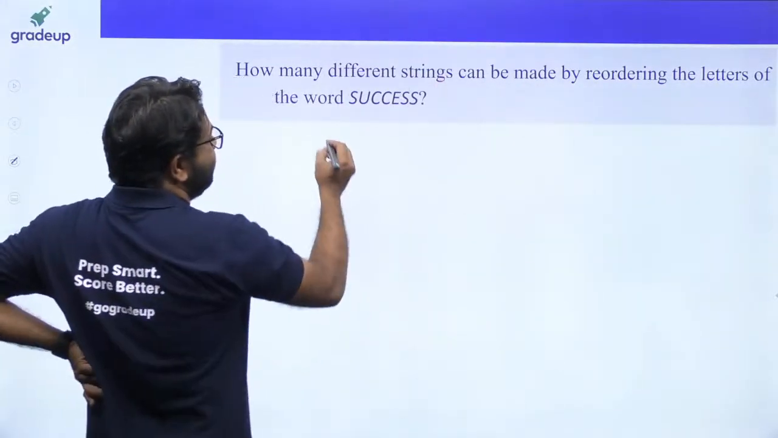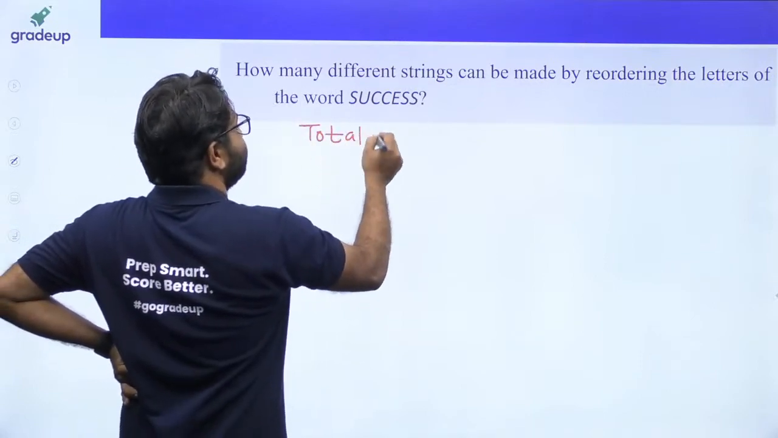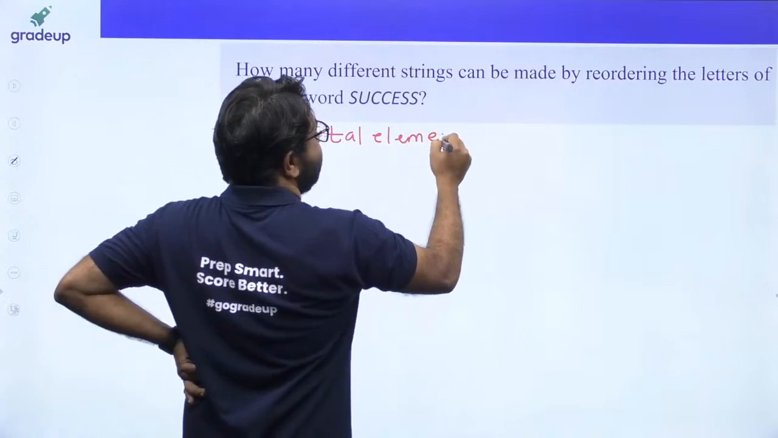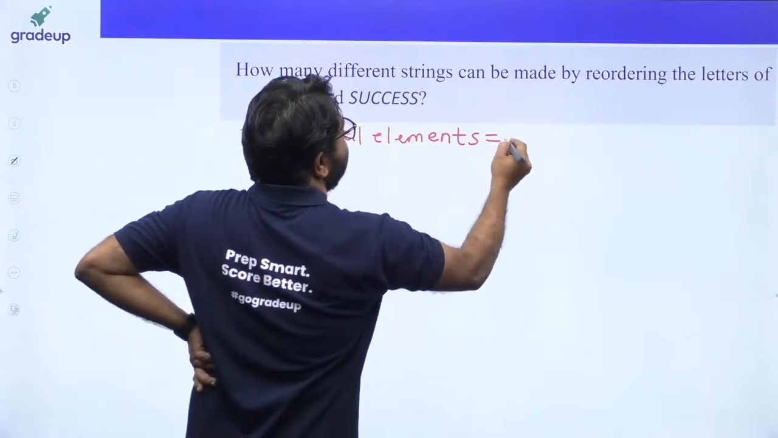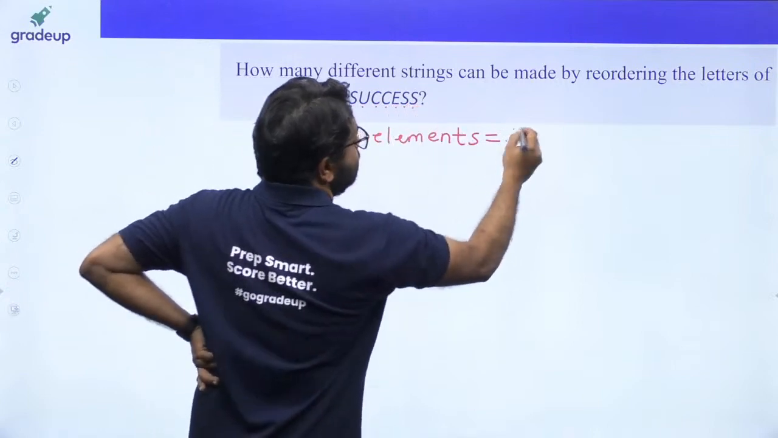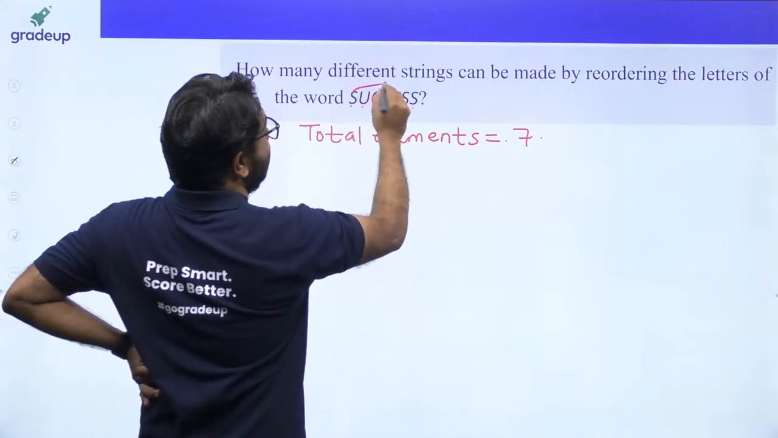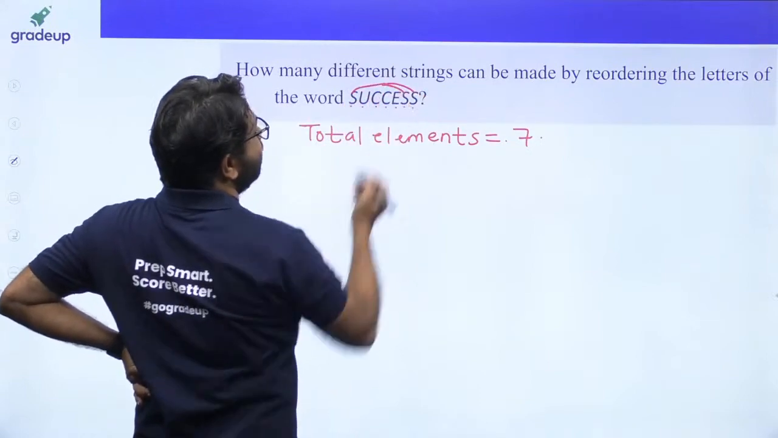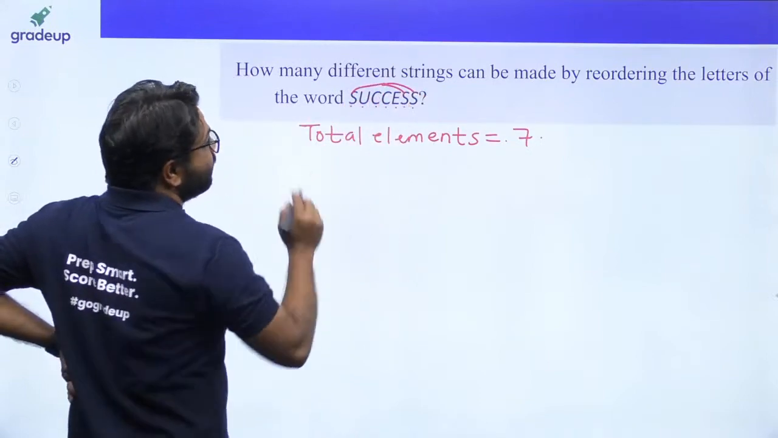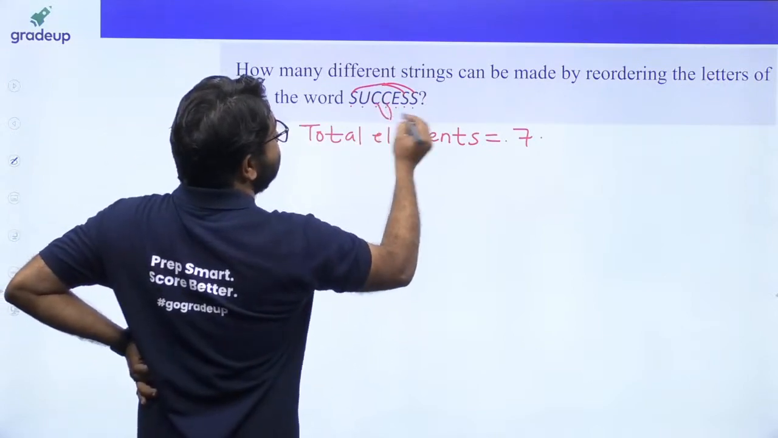So how many total letters or total elements will you be getting? Try counting it first. Total elements: 1, 2, 3, 4, 5, 6, 7. So you will be getting 7. Of S, how many are there? This is 1, this is 2, this is 3. So S is of type 1, and that has 3 repetitions. And C will be of type 2.